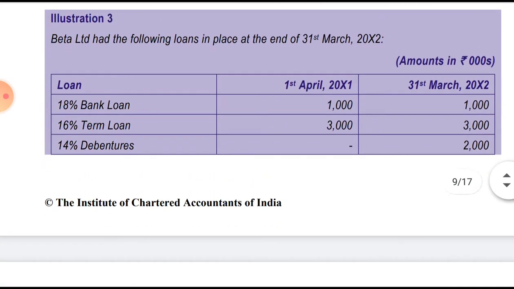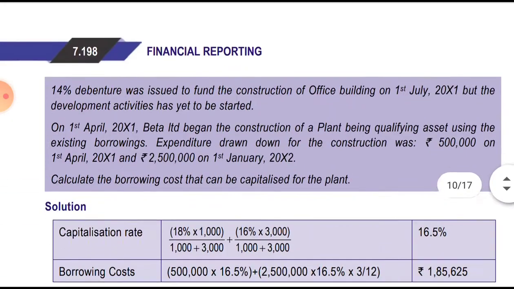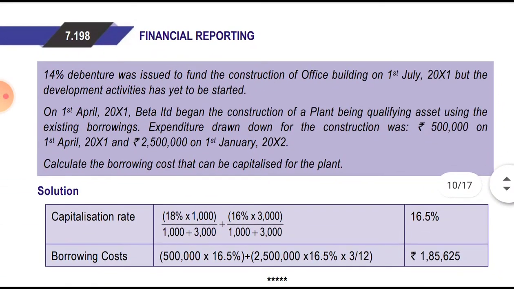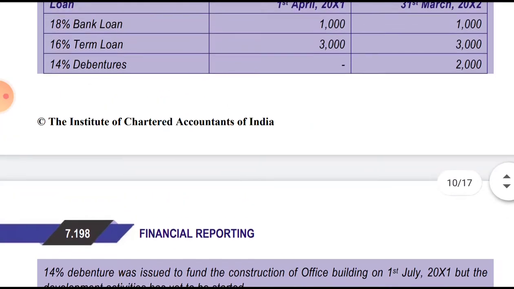Now illustration 3, it is for general borrowings calculation. See, there is one bank loan which was from beginning 1000 and closing 1000. Term loan beginning 3000, closing 3000. This debenture we had raised in this period only because it was not in the opening. Now what they have said is the debenture was issued to fund the construction of the office building on 1st July, but the development activity has not yet started. So that will not do anything for this debenture.